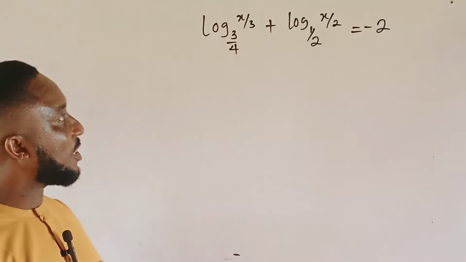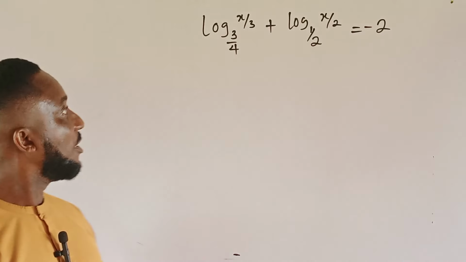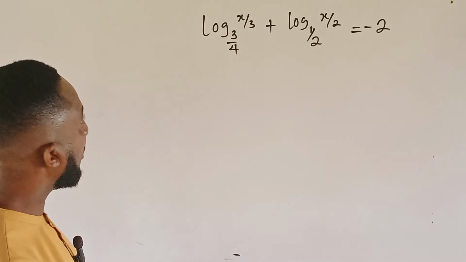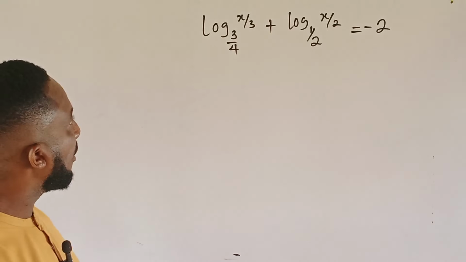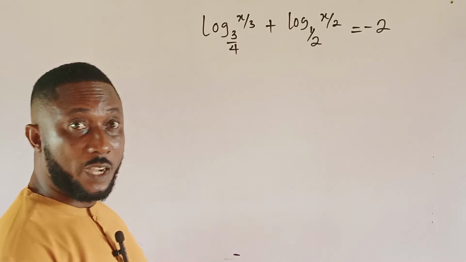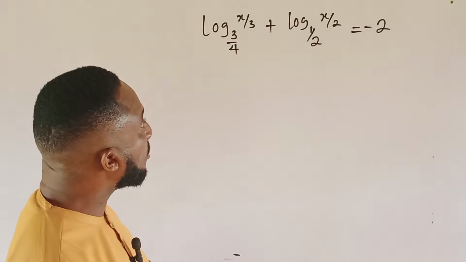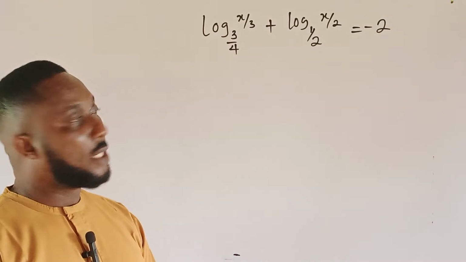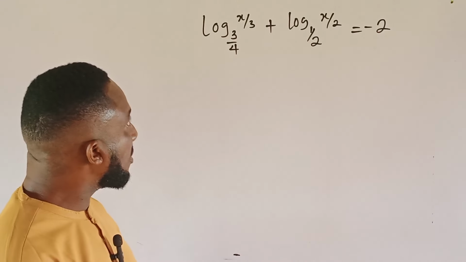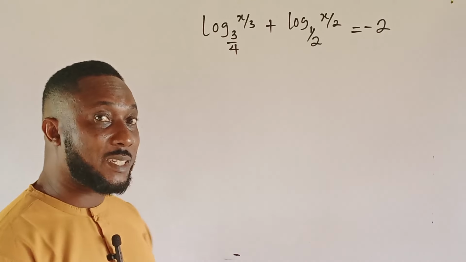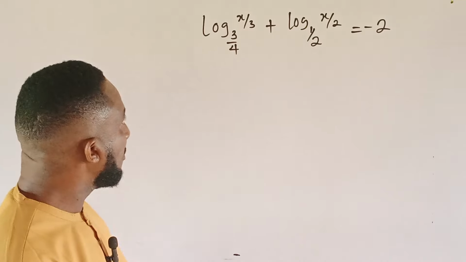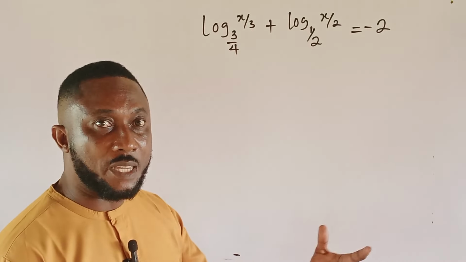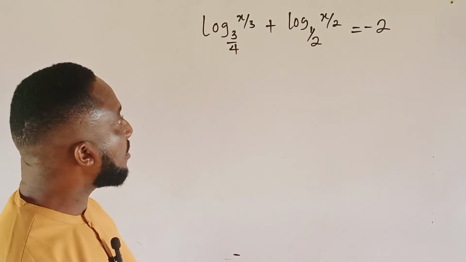Let's take a look at this interesting logarithmic equation. We have log to base 3/4 of the argument x/3 plus log to the base of 1/2 of the argument x/2, everything equal to -2. This problem looks bogus and a bit threatening, but it's actually very simple if we can wrap our head around changing the base of logarithm.